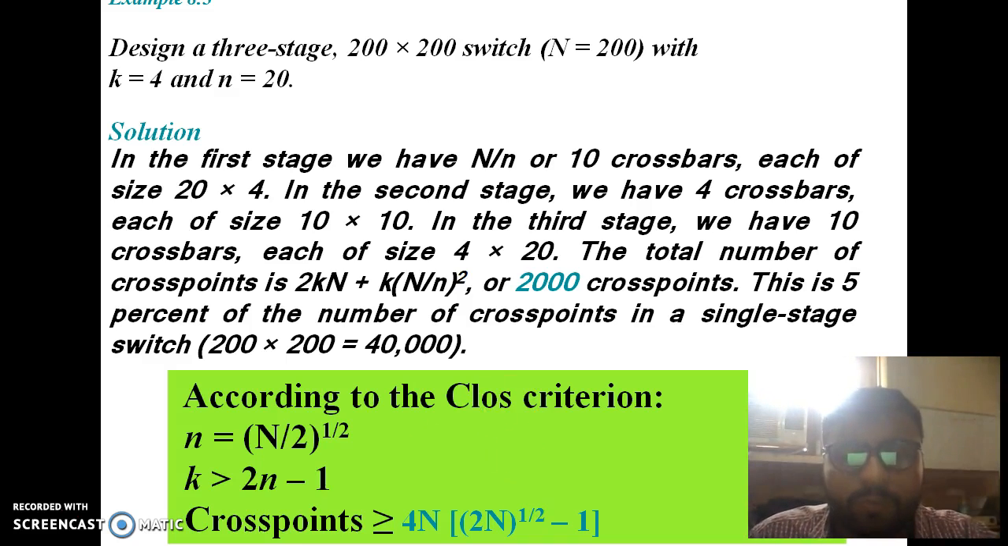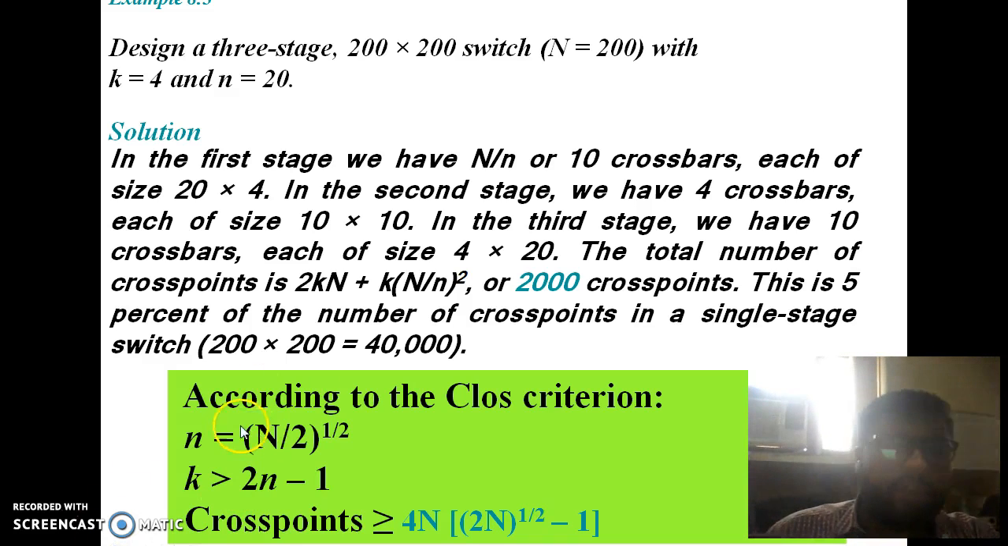40,000 for a crossbar switch employing single stage switching, and around 2,000 cross points for the multi-stage one. So you can see there is a very high switch advantage ratio if we are using a multi-stage switch.